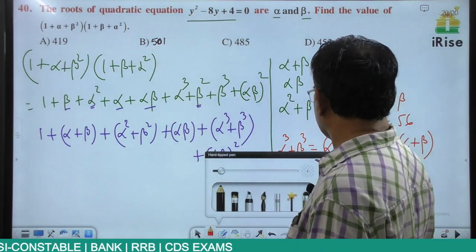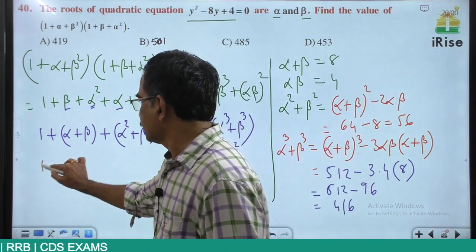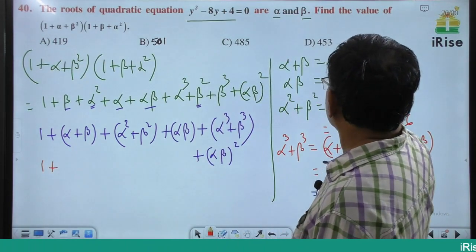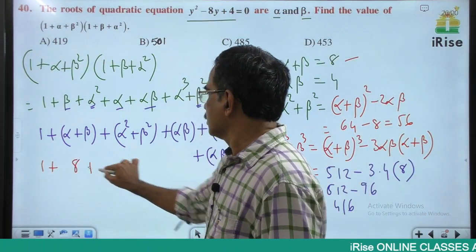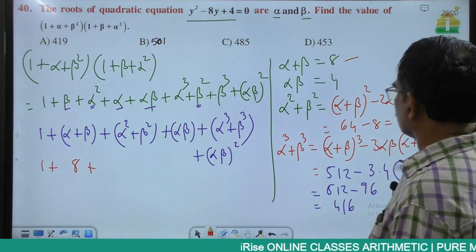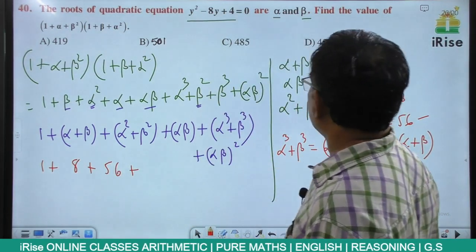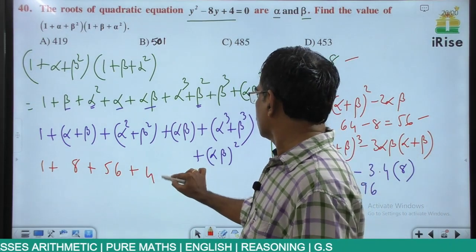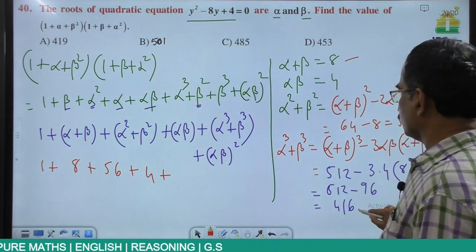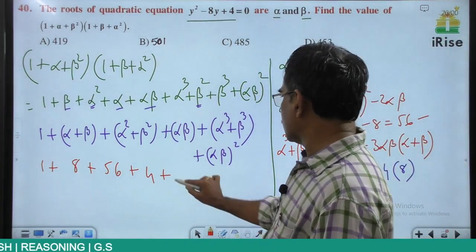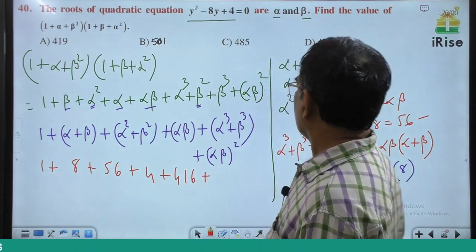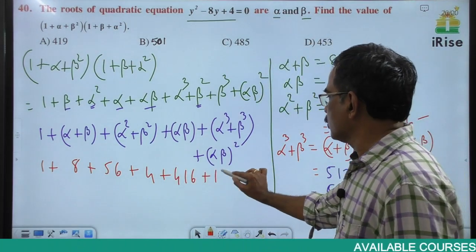Then what we get here? 1 plus alpha plus beta is 8, alpha square plus beta square is 56, plus alpha beta, product of the roots is 4, alpha cube plus beta cube is equal to 416, alpha beta is 4, 4 square is equal to 16.